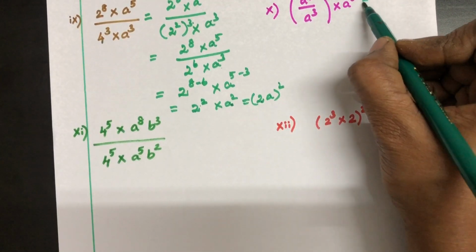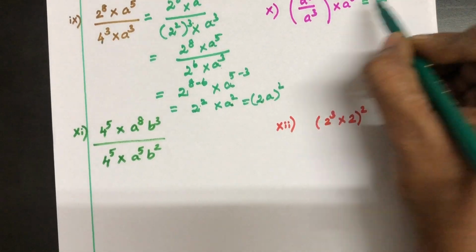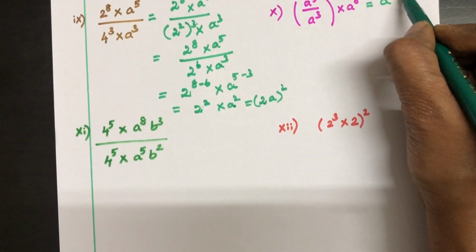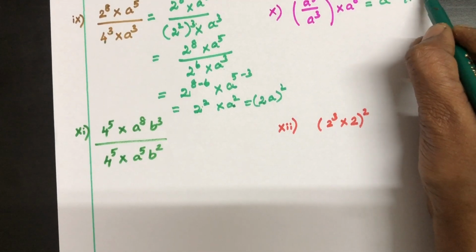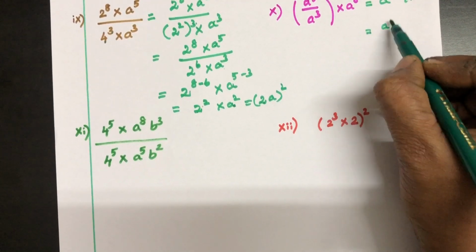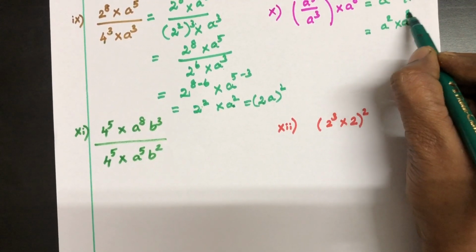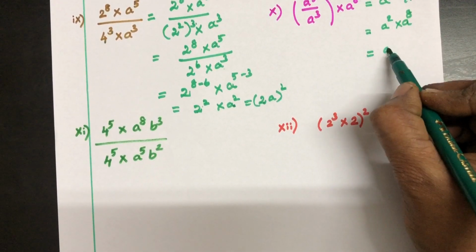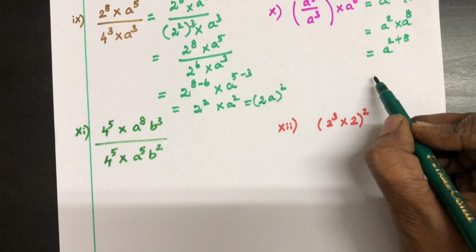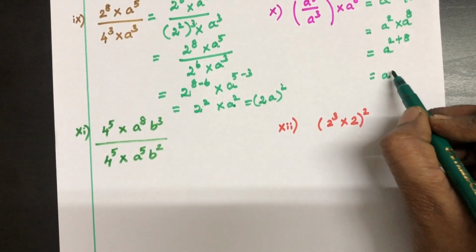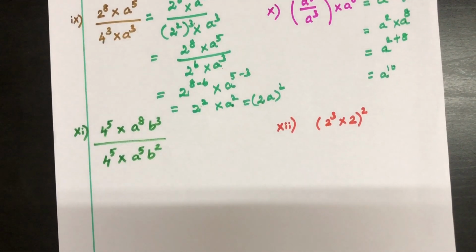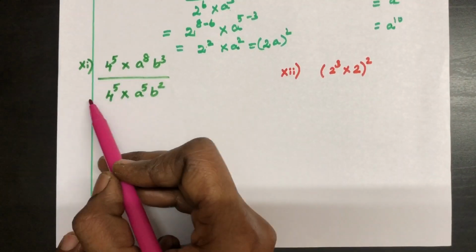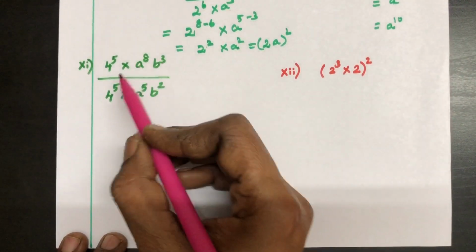Now this one. This is easy. Bases are equal, powers are different in division, so we can subtract the powers, into a power 8. This is a square into a power 8. In product, if the bases are equal, we can add the powers, 2 plus 8. This gives us a power 10. Easy, right? All the exponent things are very easy. 11th question. See, it is very easy.